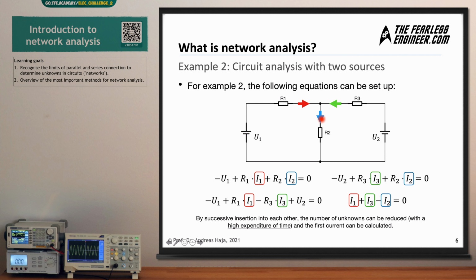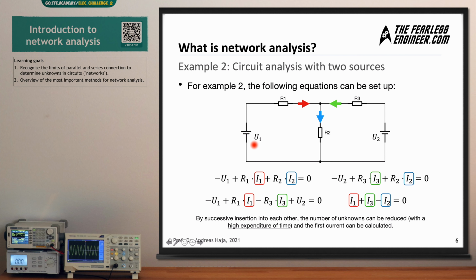And we can simply compute the mesh rule, for example, for the left part of the network, which is this equation here. And the currents are marked in these colored boxes here, so you can easily see which current enters which equation here.